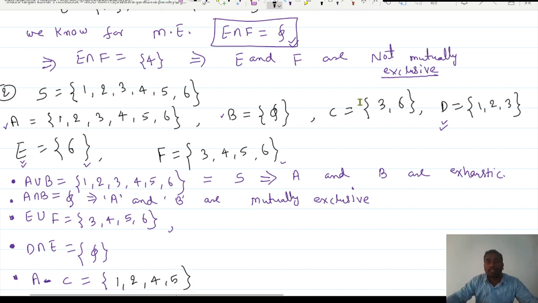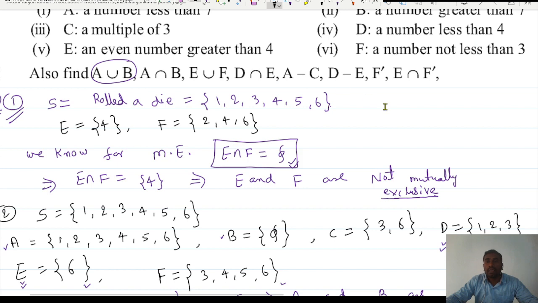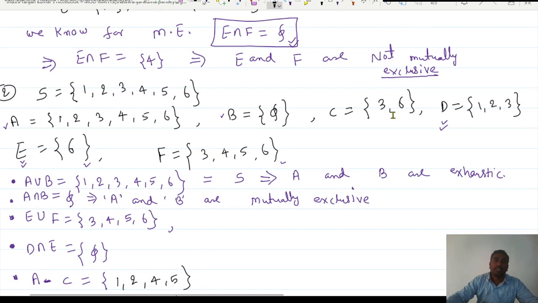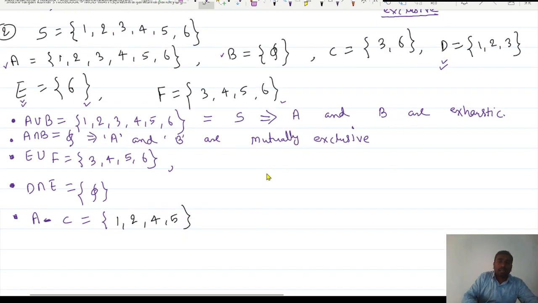What is next? D minus E. So what is D minus E? What is your D? D is this, and E is this. If there is nothing in D that is present in E, then the answer will simply be D, that is 1, 2 and 3.